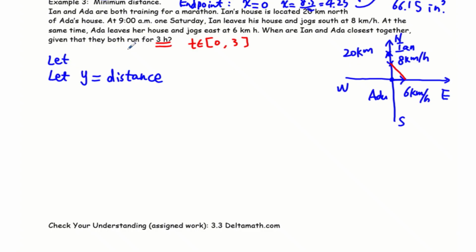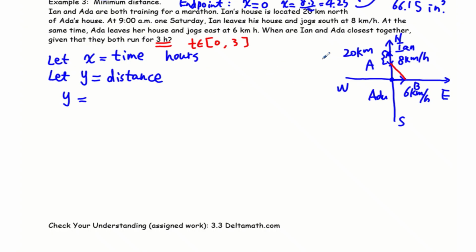Then another variable is an input, the independent variable, which will be our time. So we want to set up the equation: distance equals velocity times time. So we are going to see, if walked for x hours, then we want to find the point A, point B. So point A from the house will be 20 minus 8 times x.